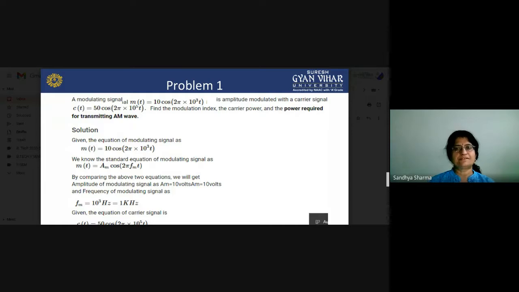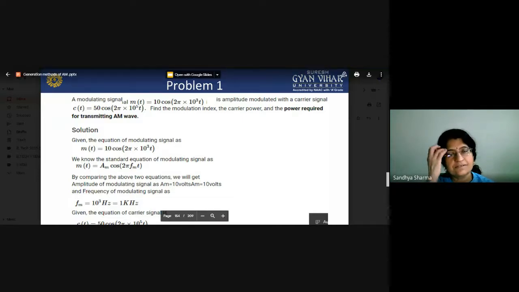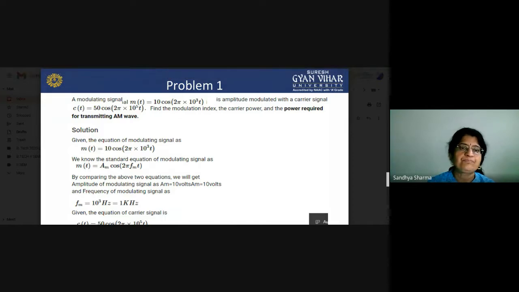fm is basically the frequency of our modulating signal. When we compare the equation given in our numerical problem with the standard equation, we can see that Am is equal to 10 and fm is equal to 10^3 hertz, which is equal to 1 kilohertz. So our modulating signal frequency is 1 kilohertz.